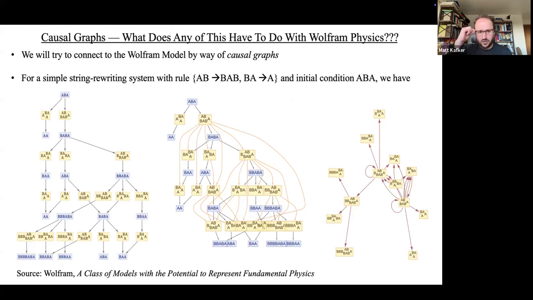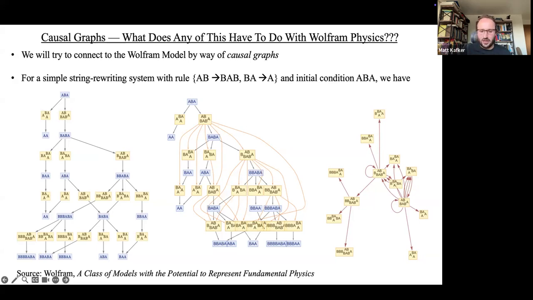Okay, so we're going to try to connect to the Wolfram model by way of causal graphs. Like Xerxes was saying, rather than being sort of fundamental physics, this can be thought of more as an application of the tools of the Wolfram model to more pedestrian kinds of physical systems and see if they can offer some insights. So we're going to try to connect by way of these causal graphs here.